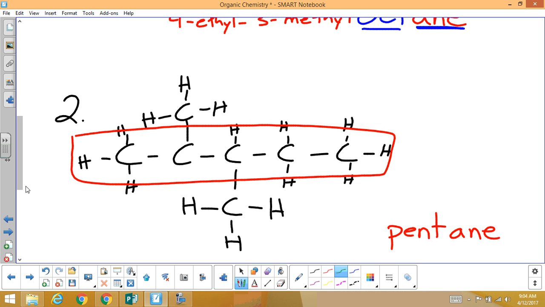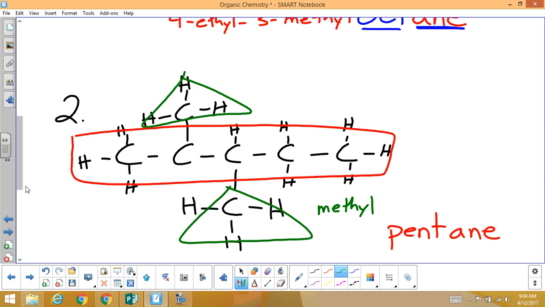Then we have the 2 alkyl groups or branches. This is CH3 down here. And up here, this is CH3 as well. All right. So now if we go back, CH3 refers to a methyl group. And this also is a methyl group. So we've identified the main chain, we've figured out the groups, we've named the groups, also known as alkyl branches. Now we've got to number it.